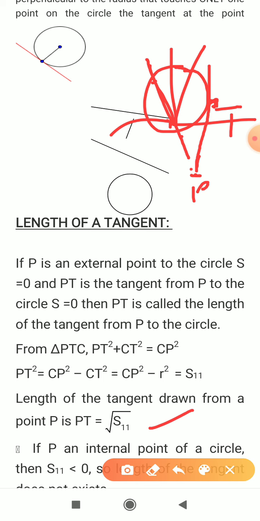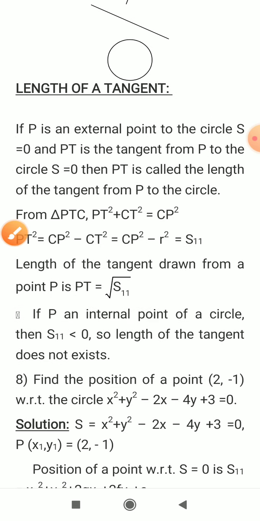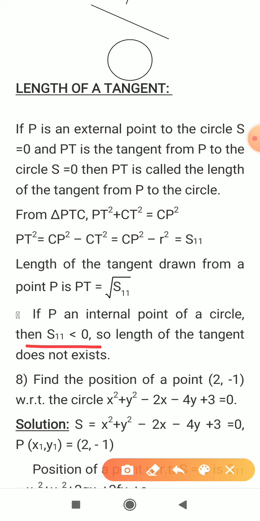If there is no tangent, there is no meaning of the length of the tangent. So that means if the point P is an internal point of the circle, S11 is less than 0. If S11 is less than 0, the root of a negative value is not real, it is a complex number. So the tangent does not exist, so the length of the tangent does not exist.